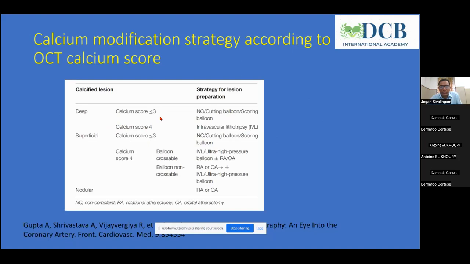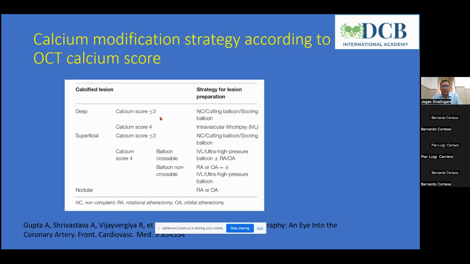So this is a point of view of some physicians. But for example, the ability of cutting balloon and scoring balloon and non-compliant balloon to manage, I would not say only severe calcification, but also moderate calcifications are really lower than intravascular lithotripsy or rotational atherectomy in case of calcium present well deep within the lumen. Okay, where rotational atherectomy or orbital can be the best choices.